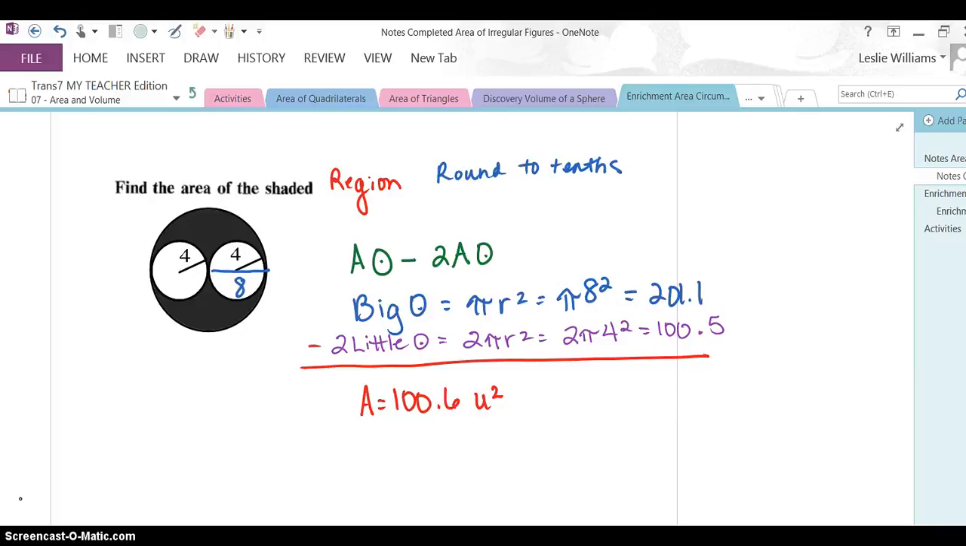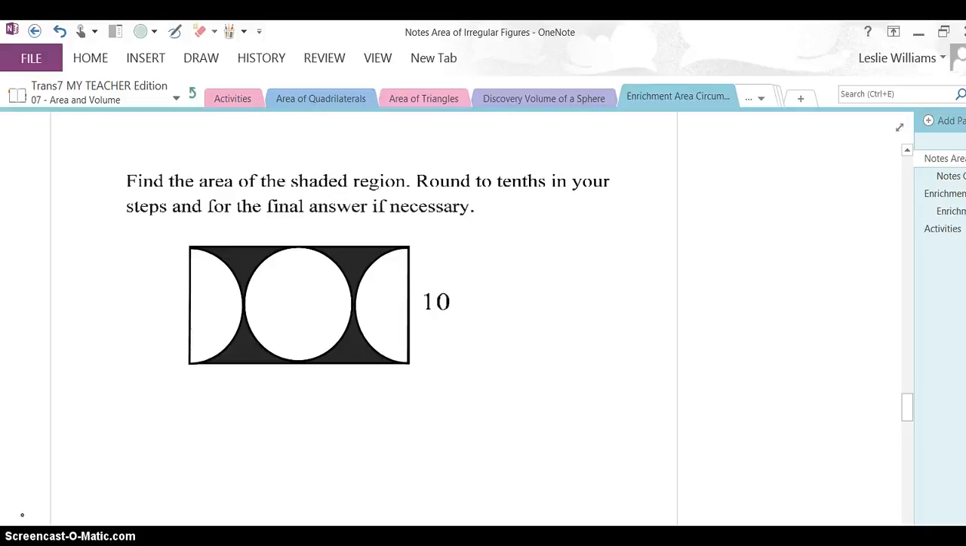The area of the two little circles should be approximately 100.5 units squared. And when you subtract, you end up with an area of 100.6 units squared. Notice I'm rounding to the tenths throughout. Here we're finding the area of the shaded region, so you're going to find the area of a rectangle. So you're going to use base times height, and we know that the height is 10.